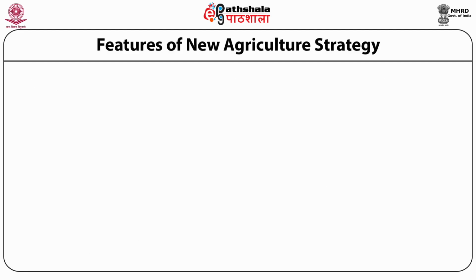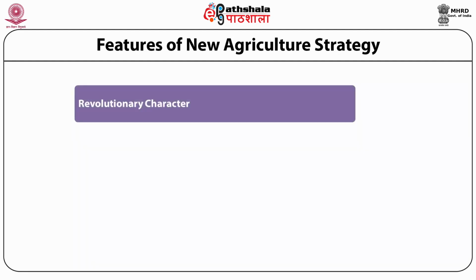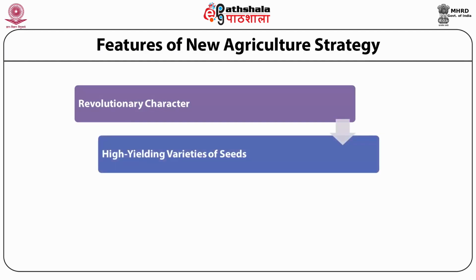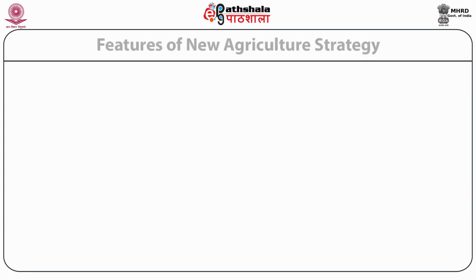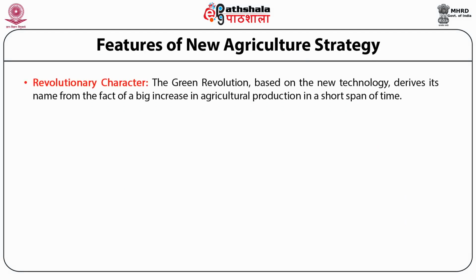Features of new agriculture strategy. Firstly, it has a revolutionary character. Secondly, high yielding variety seeds were introduced. The third important feature was that it was primarily a wheat revolution. Now coming to the first feature, that is the revolutionary character.